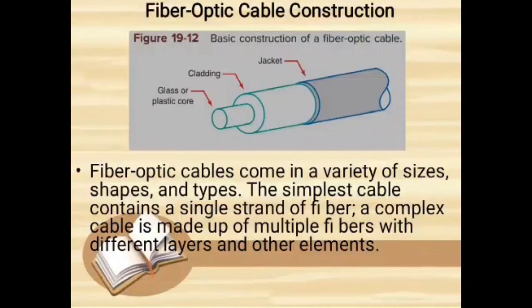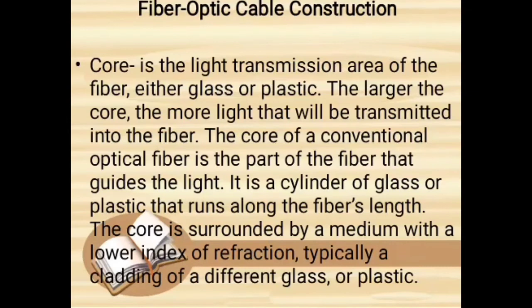Fiber optic cable construction. Fiber optic cables come in a variety of sizes, shapes, and types. The simplest cable contains a single strand of fiber. A complex cable is made up of fibers with different layers and other elements. Core is the light transmission area of the fiber, either glass or plastic. The larger the core, the more light that will be transmitted into the fiber.